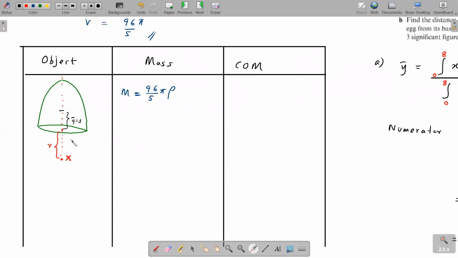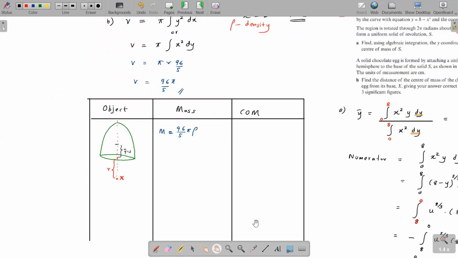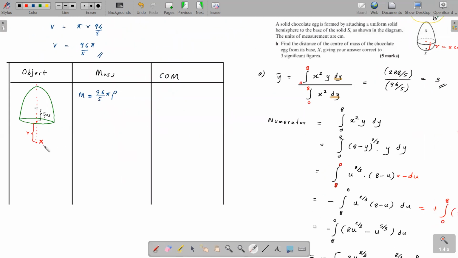So the thing is, I am supposed to get the center of mass distance not from there but from the point x. So the total distance is going to be that 3 plus that r. Right, guys? 3 plus the radius, which was 2, right? So altogether the distance is 5. And that's really important. All right, guys? So these are the things you need to understand when you're doing this particular sum. Then the next object you're attaching is the hemisphere.